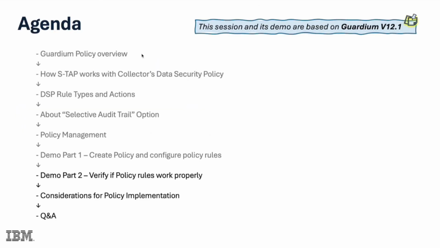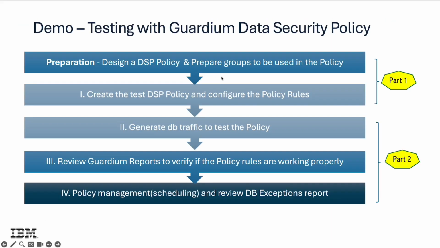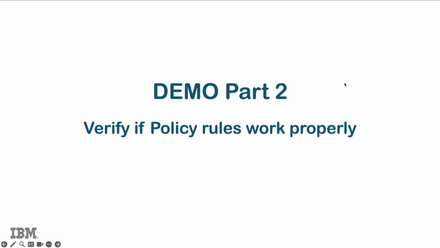In part 1, I have covered all points up to the demo part 1. Next, I will continue with demo part 2. In part 1, I have demoed how to create, test the policy, and configure the policy rules and actions as per the policy design diagram. And in part 2, I will first quickly generate some database traffic, then we can verify whether the installed policies are working properly. And finally, I will quickly demo the policy scheduling, and also I will walk you through the database exception reports. That's the plan. Let's continue the demo part 2.